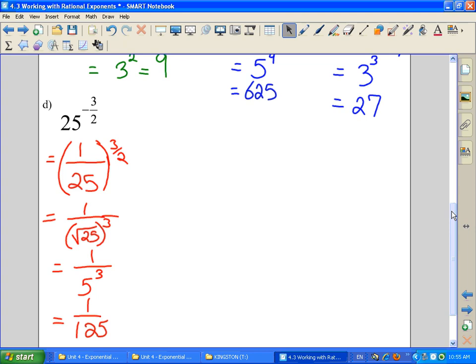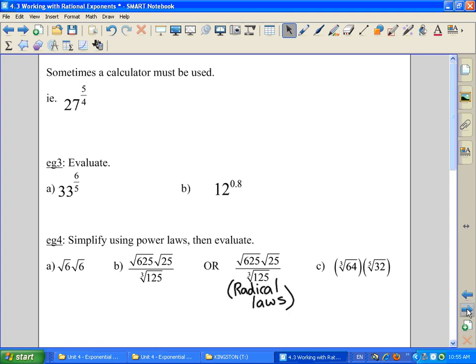All right. Notice in each of these examples, guys, it was easy to get either a rational form or a solid answer. What happens when the roots don't go in evenly? Okay. Let's take a look with this next example. So it says sometimes a calculator must be used. Okay, and I don't mind if you use calculator for the other one as well. But the first thing I'm going to cue in here with this example here is it asks you for the 4th root of 27 and then raise it to the power of 5.